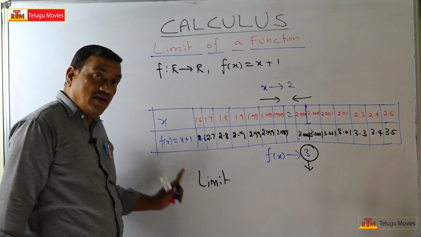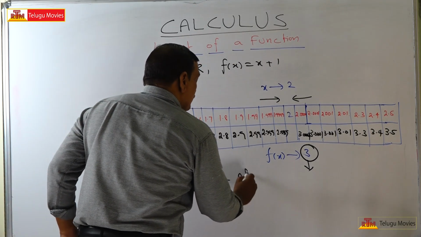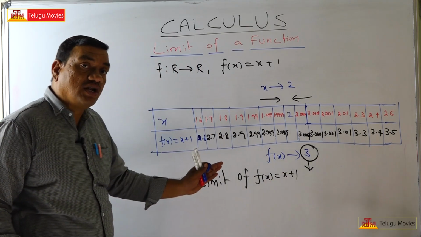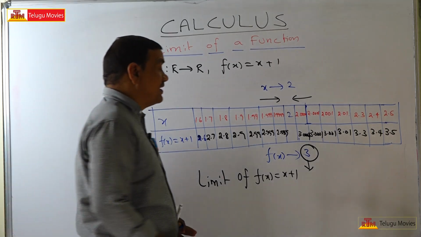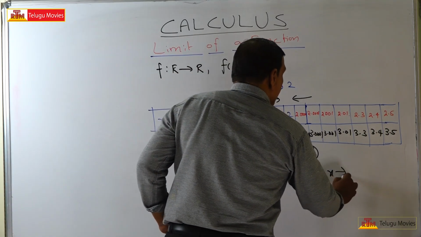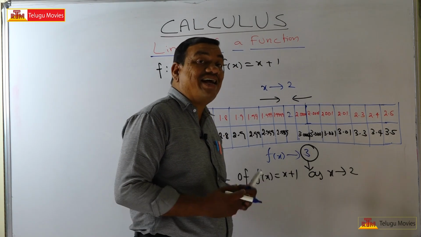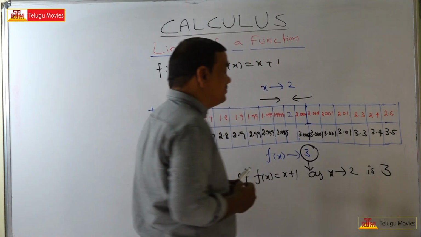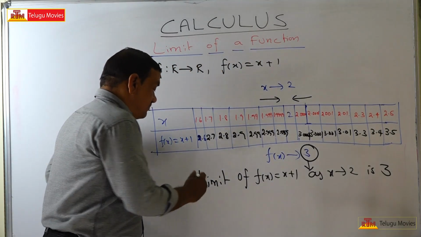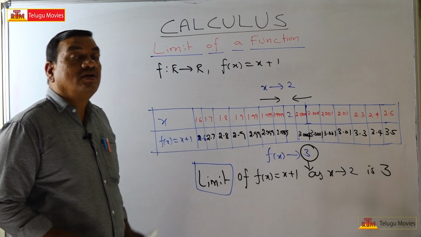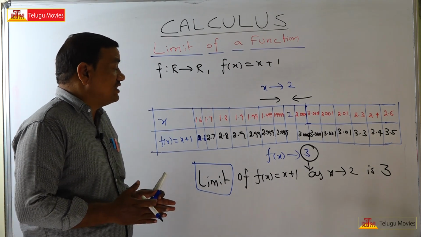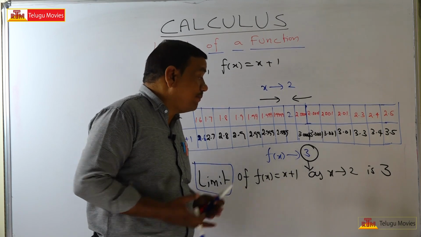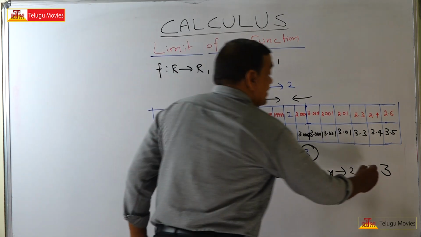That means the limit of the function f of x equal to x plus 1 as x approaches 2 is 3. This symbol means x approaches 2. The limit of this function, this is the word I am using first: the limit of the function f of x equal to x plus 1, as x, the variable, approaches 2, is 3. So this is the limit of that function.